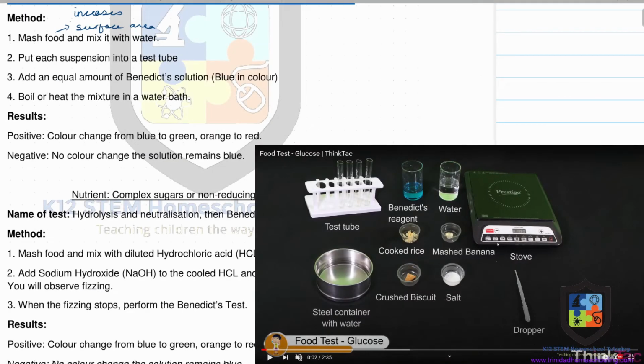Alright, so here we have a stove to heat our test tubes. We have our Benedict solution, our blue solution. We have some water. We have some mashed banana, cooked rice, crushed biscuit, and some salt. And we have a dropper. Now we have a steel container with water because we are going to be using this steel container and water to place on the stove, and we'll put these test tubes in there to heat them, or to boil the solution. So let's take a look at this experiment.